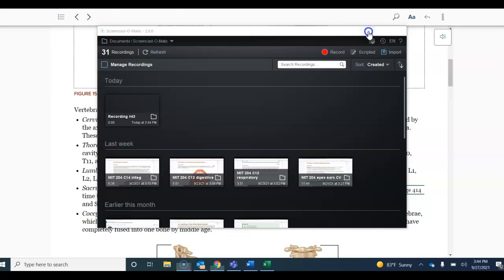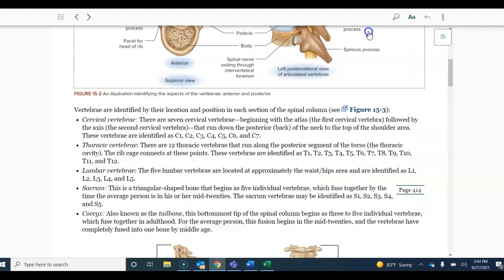Hi coders, this video is on chapter 15 in your book, which is musculoskeletal conditions and diseases. The biggest thing in this chapter is when you are choosing your diagnosis to make sure you choose laterality, which means the side, whether it's right, left, or both. I'm going to go into that in just a second.